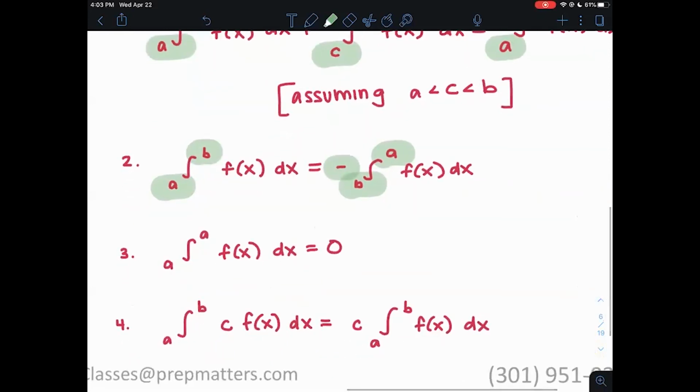Third one, hopefully super obvious at this point. If we're integrating from A to A, or trying to integrate from 3 to 3, for example, that would be 0. The area between two points that are exactly the same point doesn't exist.